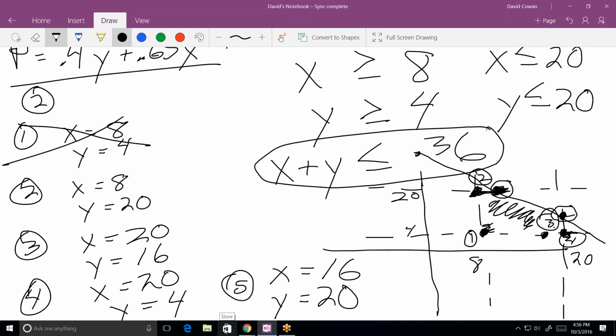What's 0.4 times y? That's 8, because y is 20. Plus 0.65 times 8. What's 8 times 65? That's $5.20. So we make $13.20 if we use coordinates 2.